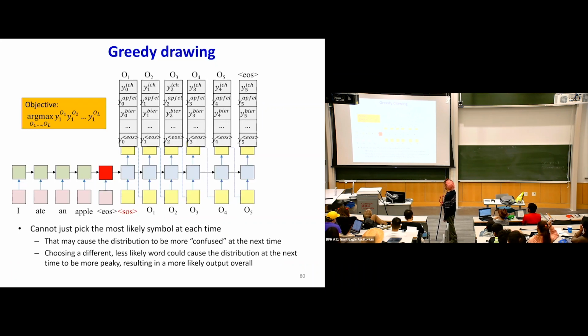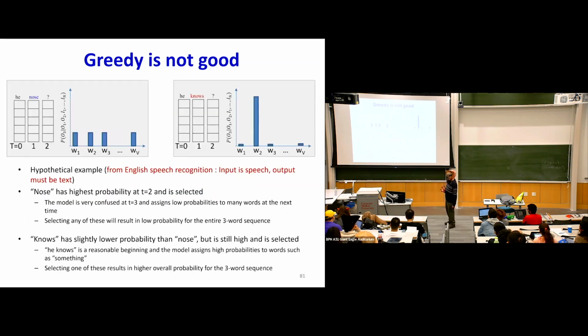But then that's a problem. You cannot just pick the most likely symbol at each time, because this may cause the distribution to be more confused at the next time. Choosing a different, less likely word at this time could cause the distribution at the next time to be more peaky, resulting in a more likely sequence overall. Yes? Is there a dynamic programming solution? Yes, there is, right? Okay, that was quick.